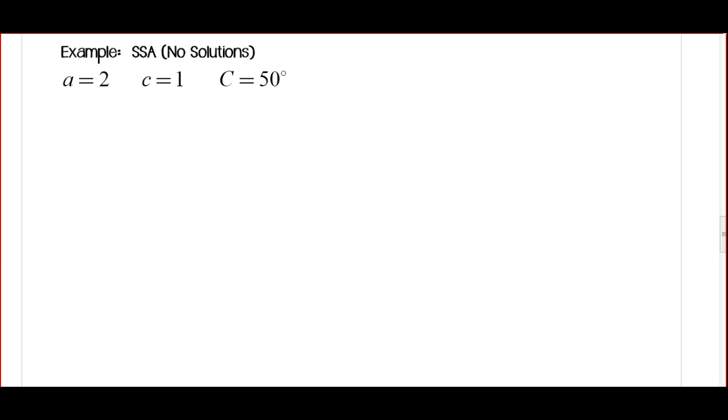So we've already looked at examples where we had side-side angle cases where it turned out to be a one triangle case, and one example where it turned out to be a two triangle case. So let's take a look at a problem where there's actually no triangles.